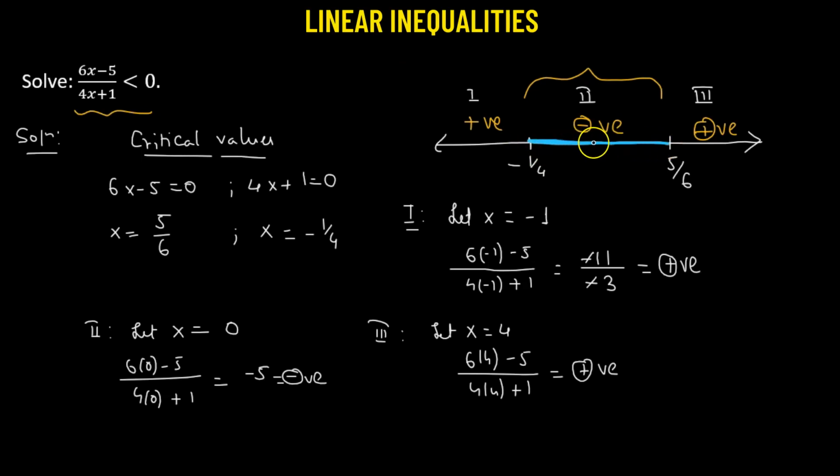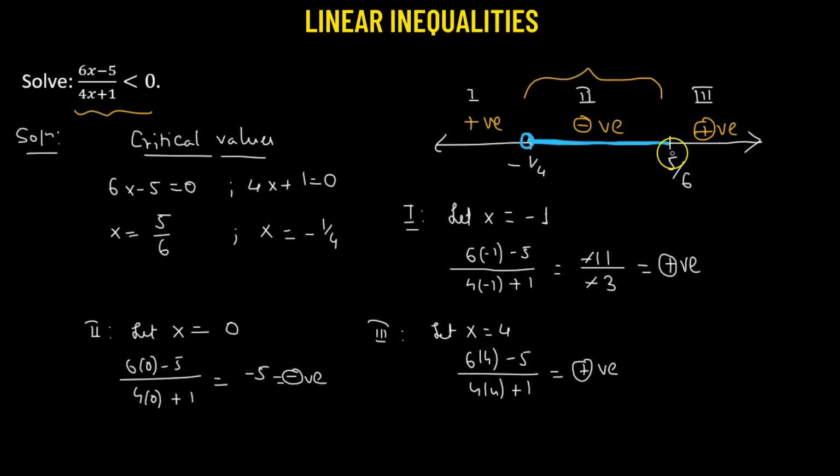Now the question is, what about the endpoints? Are the endpoints part of the solution? What if we take x equals negative 1 over 4? Can we take this? No, we cannot, because if we take x equals negative 1 over 4, this is the denominator, we have a division by 0, so that is not included. So this cannot become a part of the solution. We'll put a bubble here.